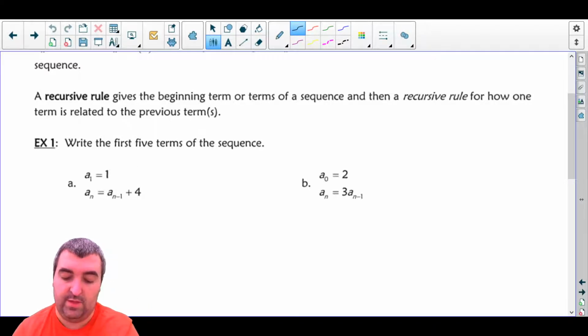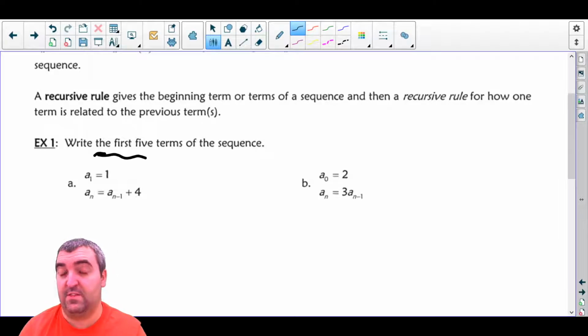So here, a1 equals 1. So hey, we want to write the first 5 terms. We've got the first term, so we're 1/5 of the way done. Now in the rule though, it says a sub n equals a sub n minus 1 plus 4.